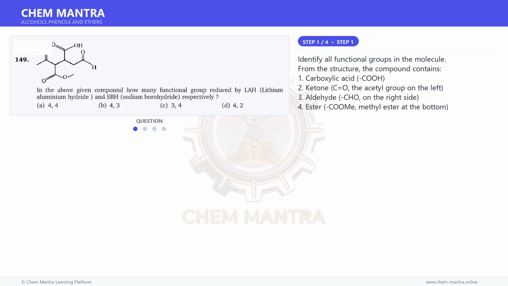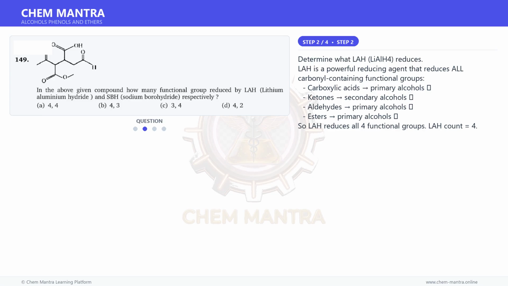From the structure, the compound contains: 1. Carboxylic acid, -COOH. 2. Ketone, C=O, the acetyl group on the left. 3. Aldehyde, CHO, on the right side. 4. Ester, COOMe, methyl ester at the bottom. Moving on to the next step.